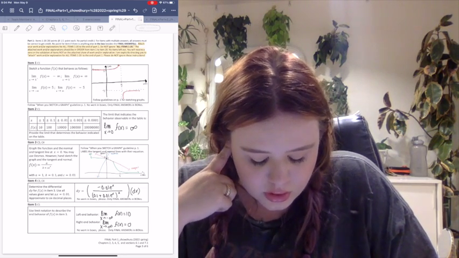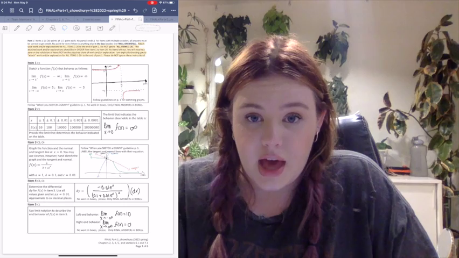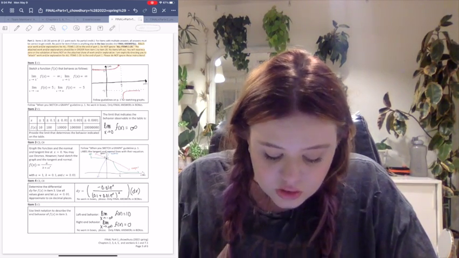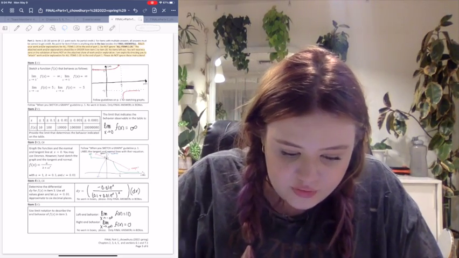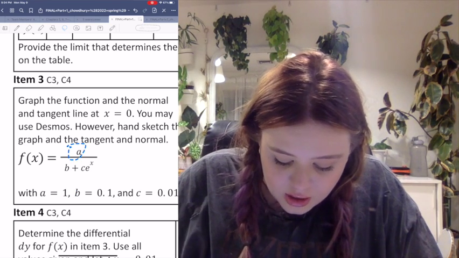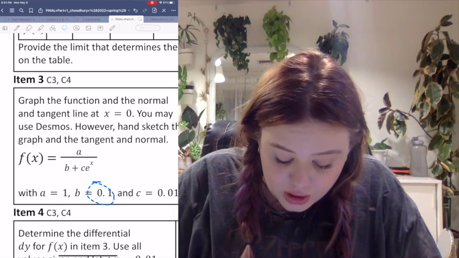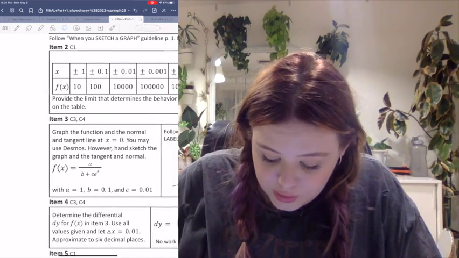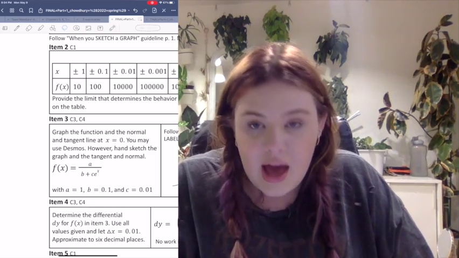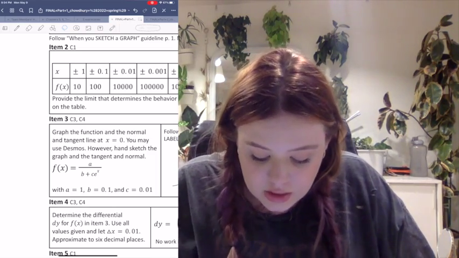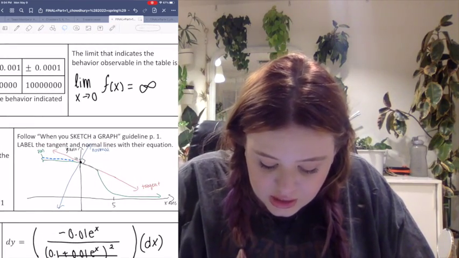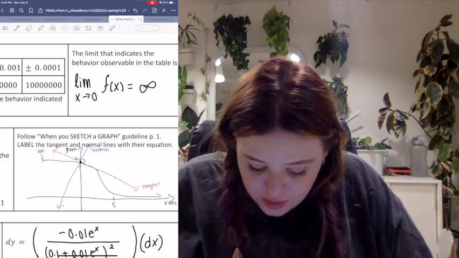So we did graph the function. We did do that first instruction. The way that we graphed it was we plugged in the values that are given. So if you look here, we took the 1 and plugged it in for A, we took 0.1 and plugged it in for B, and we took 0.01 and plugged it in for C. Once we did that, we had a function of x, and we went ahead and graphed that in Desmos, and it gave us this strange little line right here.